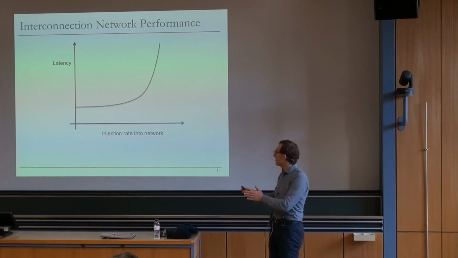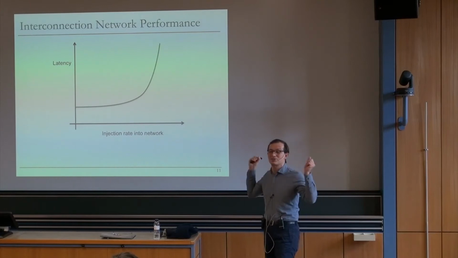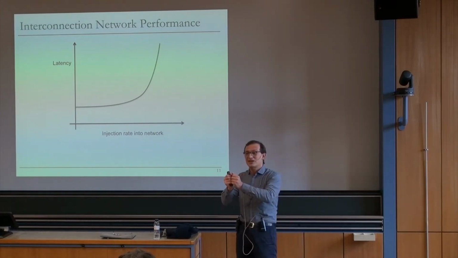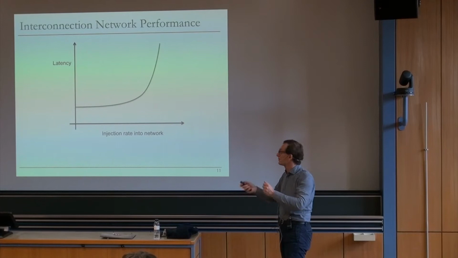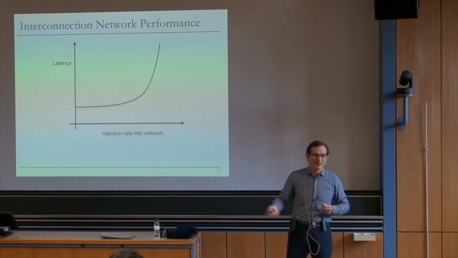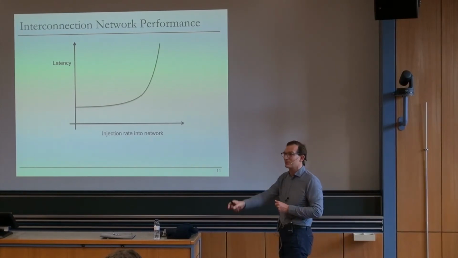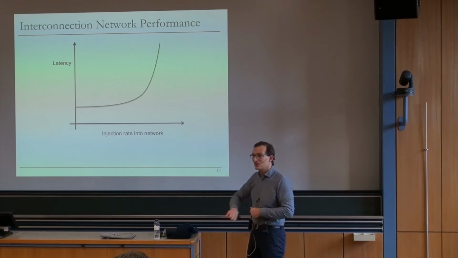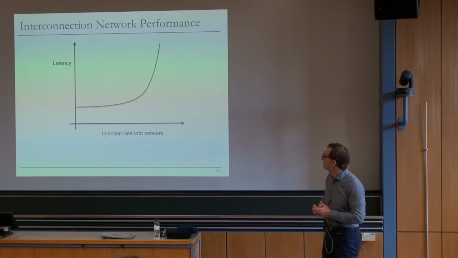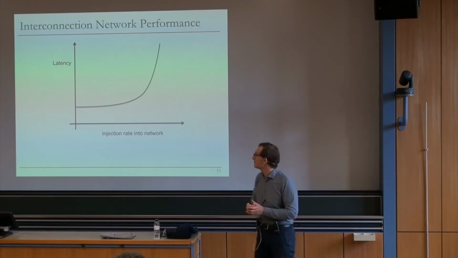Hotspot is, let's say you have a mesh, you have one node that's a hotspot and everybody's sending messages to that node. That saturates the network much earlier than uniform random in general. So you see a curve that looks like this very quickly. If everybody's injecting into the network at a very high rate to that particular hotspot, things get congested much, much worse. That's why your routing algorithm is very important, especially with those hotspot patterns.